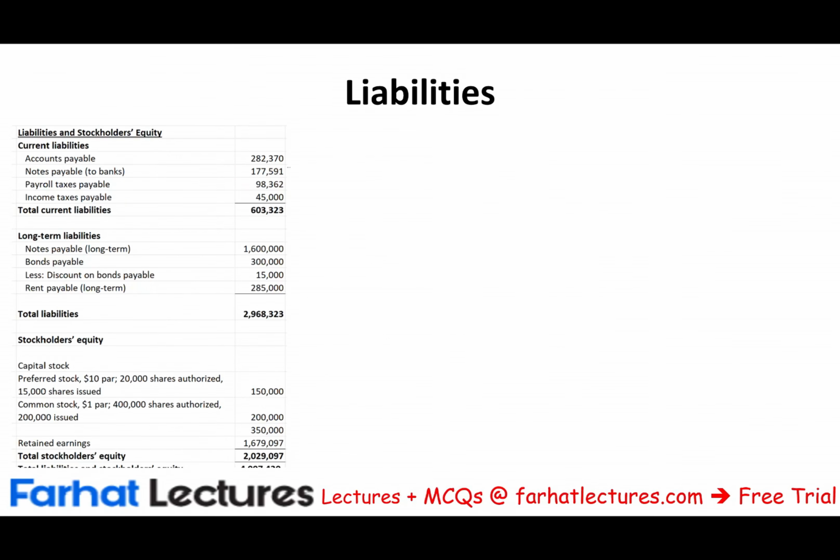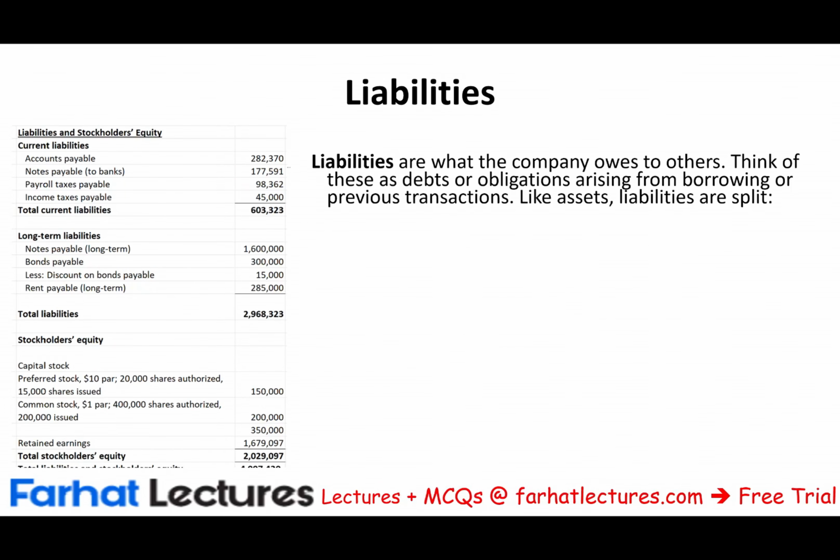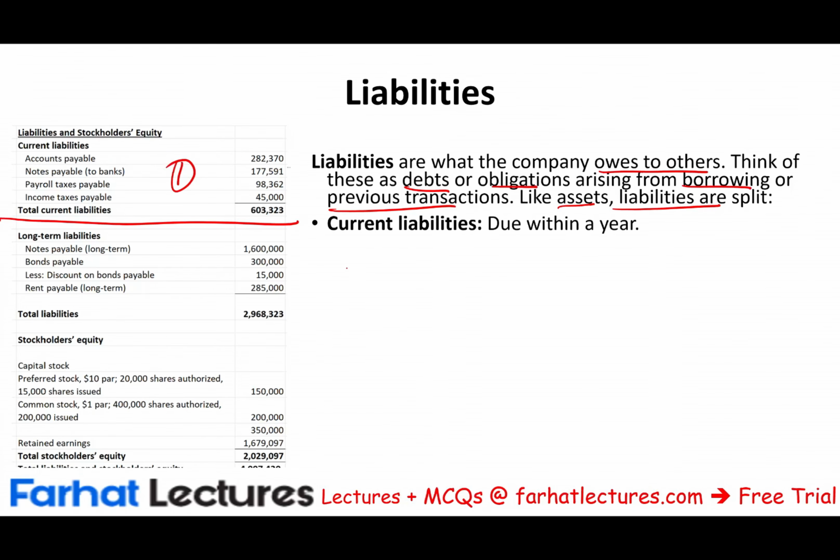Then we have liabilities. Liabilities are debt, what the company owes to others. Think of these as debts or obligations arising from borrowing or previous transactions, like you borrowed money from the bank, you purchased some service or some inventory and you did not pay for them. Just like assets, liabilities are split into current and non-current. So liabilities will also have two categories, and usually the long-term are not subcategorized like assets.